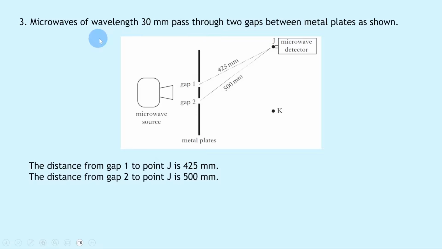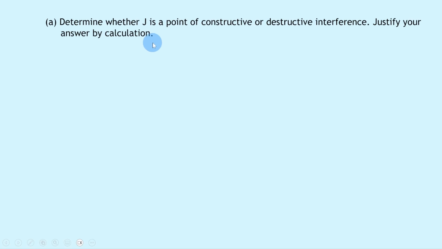Question 3 says microwaves of wavelength 30mm pass through two gaps between metal plates as shown. So we've got our microwave source, gap 1, gap 2, and then two path lengths, and we've then got some point J where the microwave detector is and another point K. And it says the distance from gap 1 to point J is 425mm, and the distance from gap 2 to point J is 500mm. Part A says determine whether J is a point of constructive or destructive interference. Justify your answer by calculation.